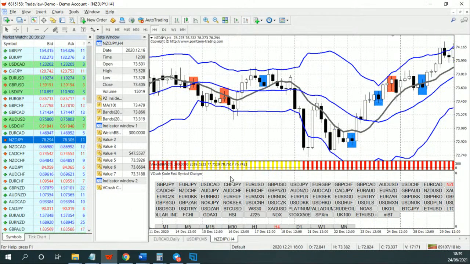Even with the standard setting, it is the same. You can see between here and here, the width of the bands are close and narrow, hence you get this color here, and as soon as it becomes big, wide, you get the red color. Same thing around here. Excellent.